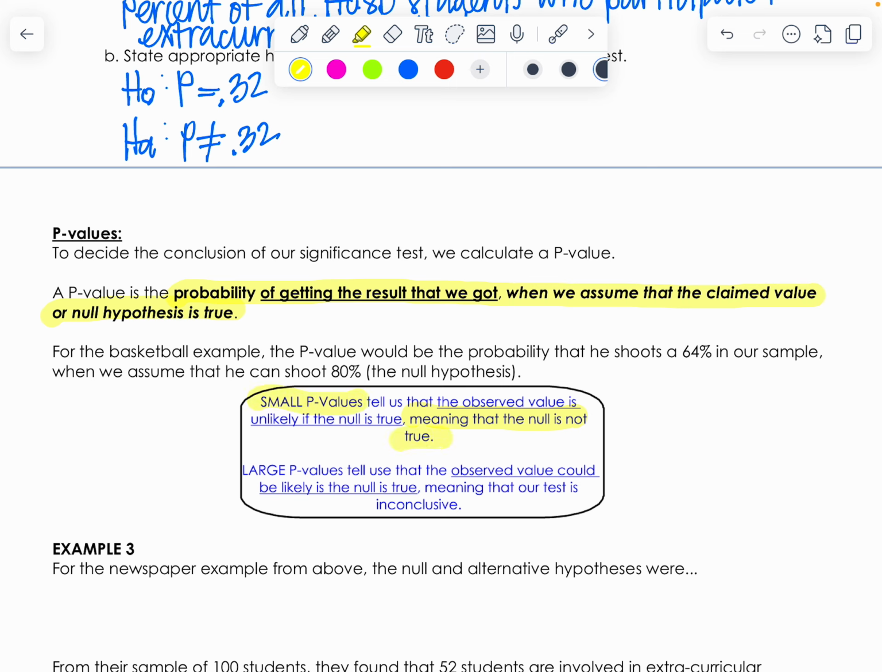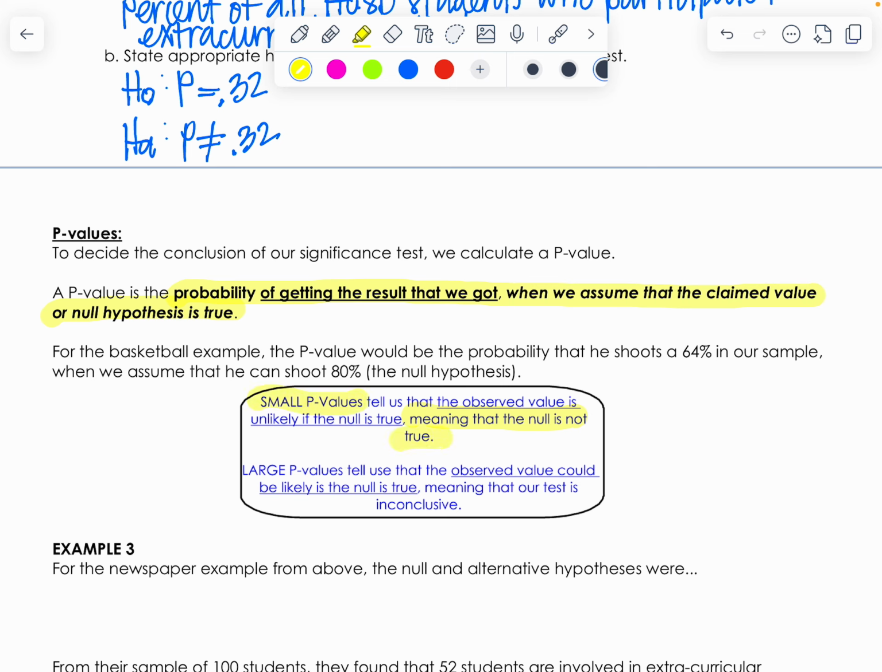So from that newspaper example, we said that our null hypothesis, H0, was that p is 32% of students. And our alternate was p does not equal 0.32. All right, so let's say they run this sample of 100 students and find that 52 students are involved in extracurricular activities. So p-hat, our sample percent, is 0.52, much different than 0.32. Upon running the significance test, they find a p-value of 0.10. Interpret this p-value in the context of the problem.